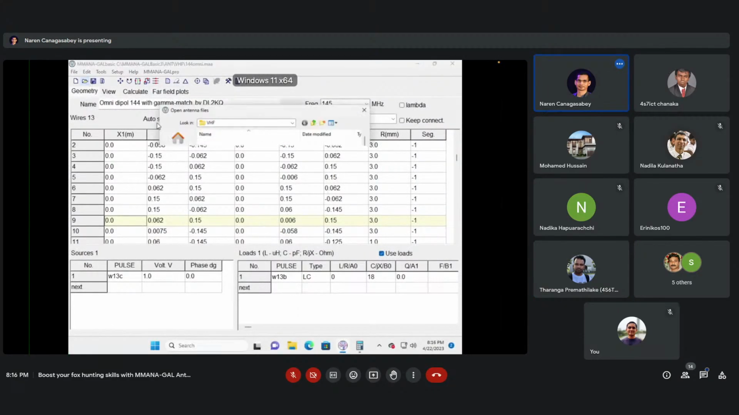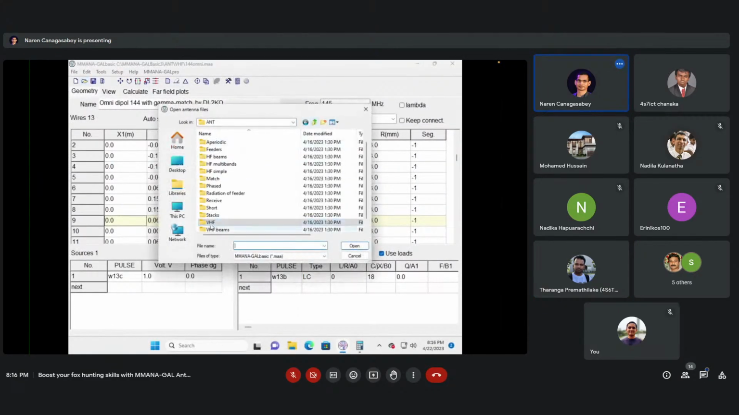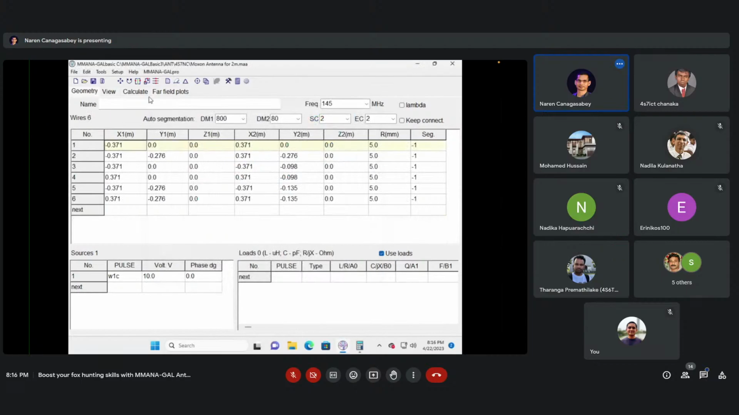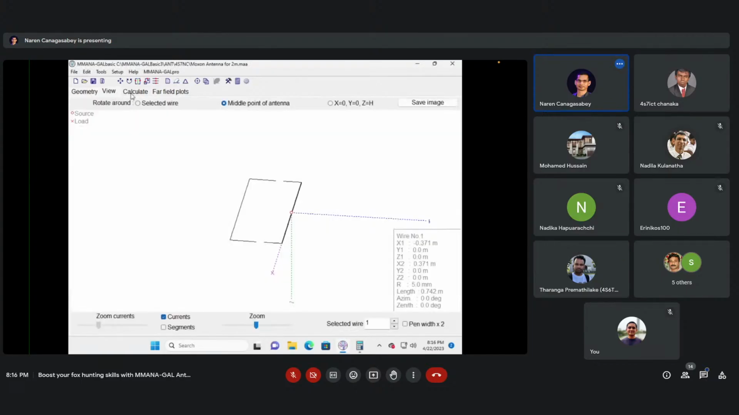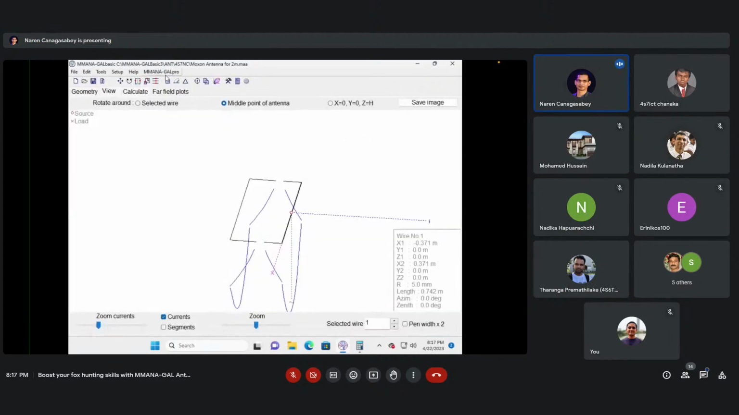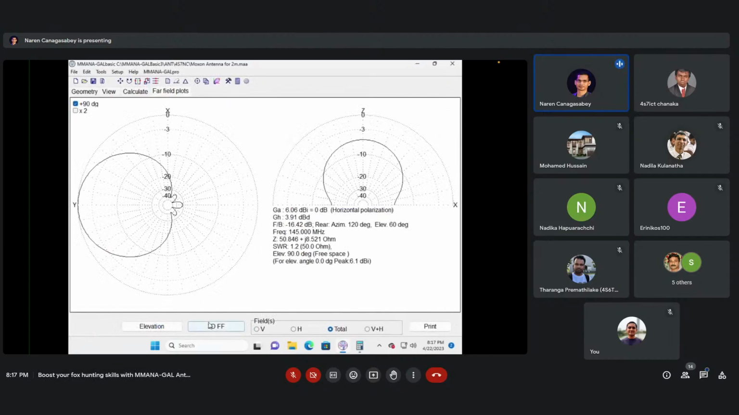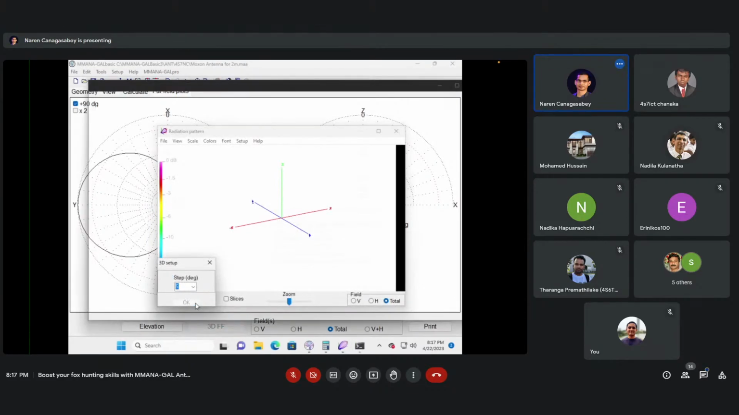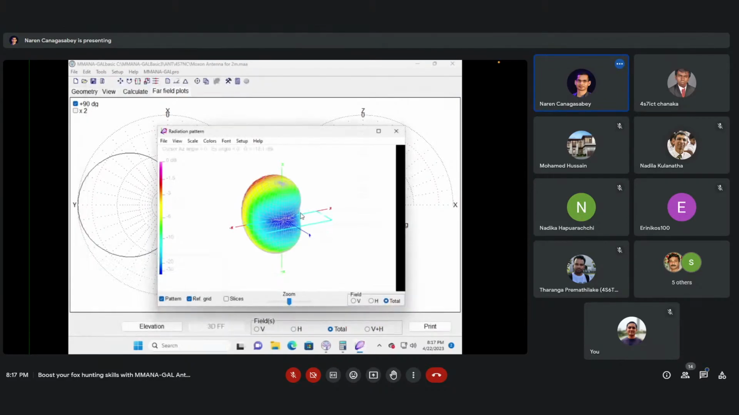So let me take the Moxon again. Okay, here you see the 2D pattern, and if you click 3D far field, you get the 3D pattern. Hope it's clear, Taranga. Thanks, Naren. I'm sure you must have shown it earlier, but I joined a bit late. No worries at all.